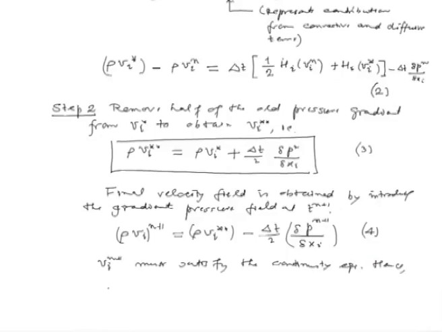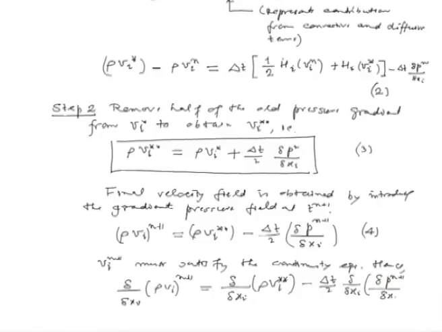Hence, let us take divergence of 4. So, what do we get? ∂/∂xi of (rho Vi^(n+1)) is equal to ∂/∂xi of (rho Vi**) minus (delta T by 2) ∂/∂xi of (∂P^(n+1)/∂xi). The LHS must be 0 because Vi^(n+1) must satisfy our continuity equation.